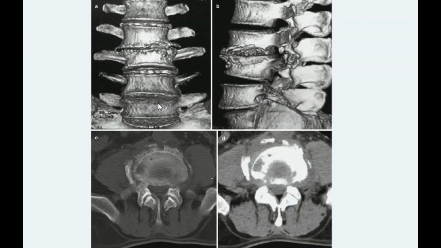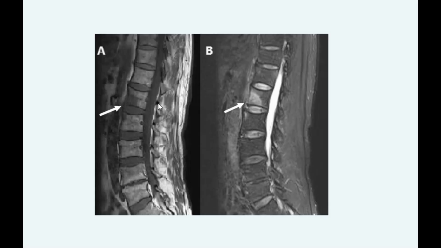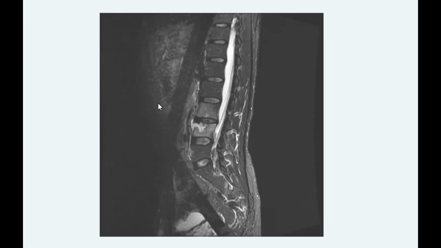These are some images of spinal MRI in brucellosis. The first, classic difference is the site of involvement. In brucellosis, the lumbar region is usually the most common area to be involved, but in tuberculosis, the thoracic region is the most common site of involvement.